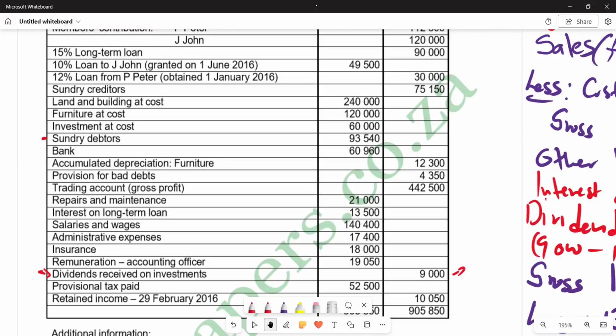3,600 represents the interest on the loan, which is for the whole year. So we are going to indicate it again there as one of our expenses. We are saying interest on loan from Peter, and the figure that we have is 3,600. So as simple as that. Then we go to the next one.